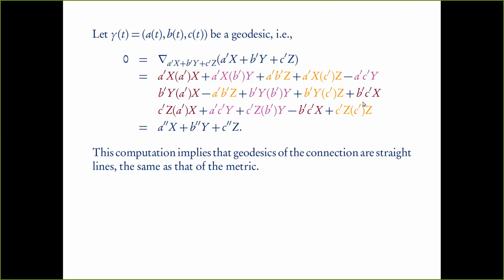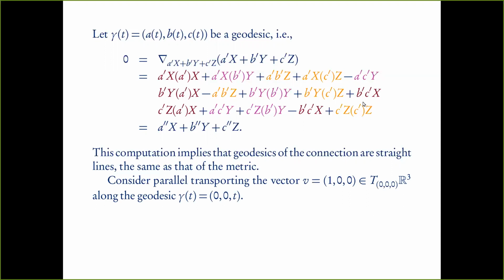Okay, so I want to parallel transport the vector (1, 0, 0). This is a vector pointing in the x-axis direction, of unit length, and I'm assuming it is at the origin. The vector (1, 0, 0) is a tangent vector at the origin. And I want to parallel transport this along the z-axis.